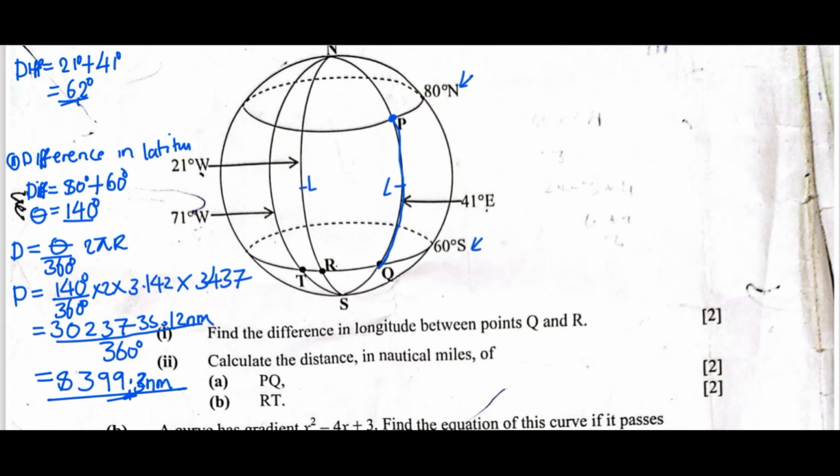Now, for question B, we want to find the distance RT. So where is RT? So this distance here. So we can see that this is the distance along the latitude. So the formula here will be distance is equal to theta divided by 360 times 2 pi r, then you add cos x. Then if you are finding the distance along the latitude, you are supposed to find the difference in longitude. So let's find the difference in the longitude.